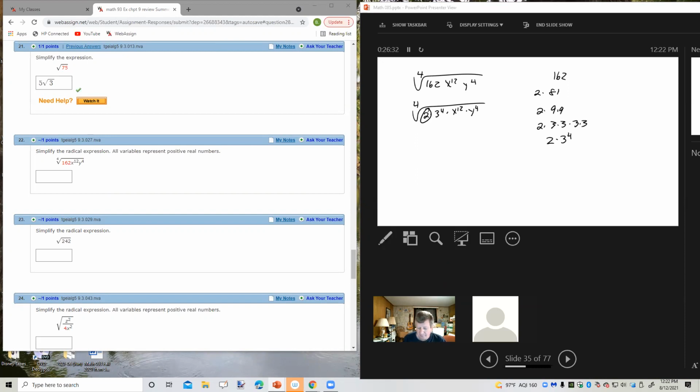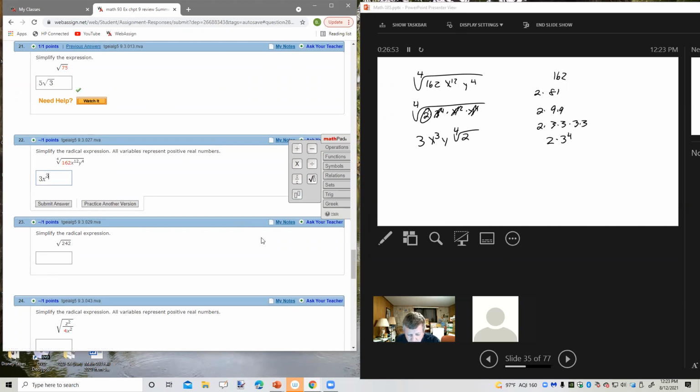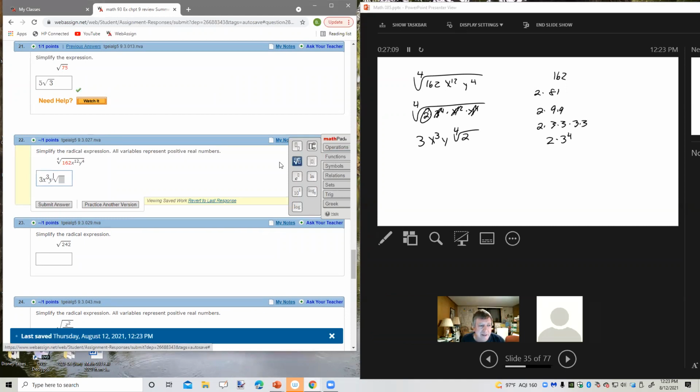That's not going anywhere. The 4th root of 3 to the 4th is 3 outside. The 4th root of x to the 12th is x to the 3rd outside. The 4th root of y to the 4th is y outside, and I've still got the fourth root of 2. Okay, so I've got 3x cubed y, and then now I've got to be careful because I want the fourth root of 2, and this only allows me square roots. So I've got to find something where I can put the index in.